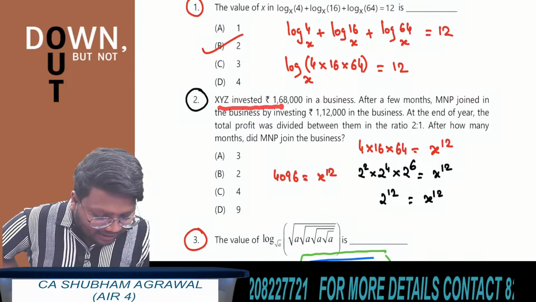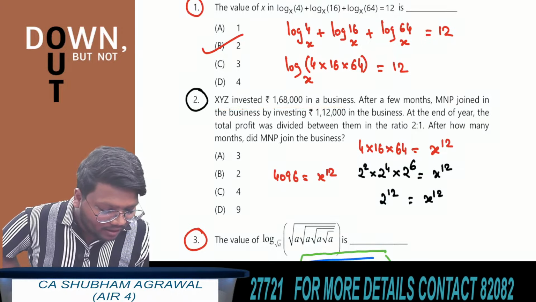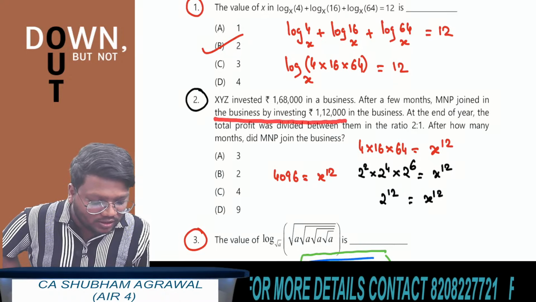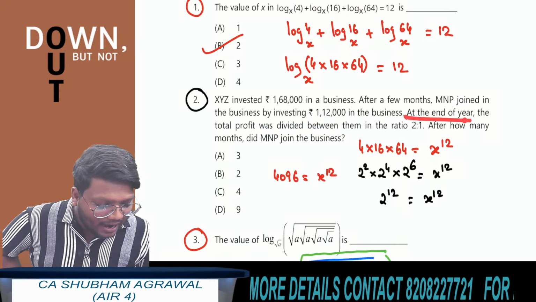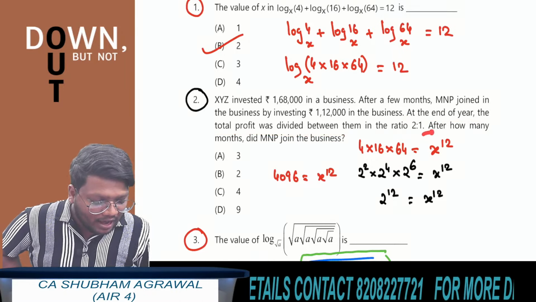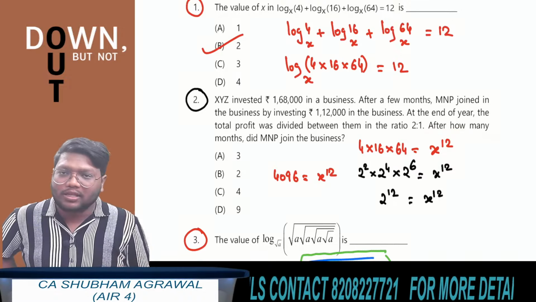XYZ invested 1,68,000 rupees in a business. After a few months, MNP joined in the business by investing 1,12,000 rupees in the business. At the end of the year, the total profit was divided between them in the ratio of 2:1. After how many months did MNP join the business?